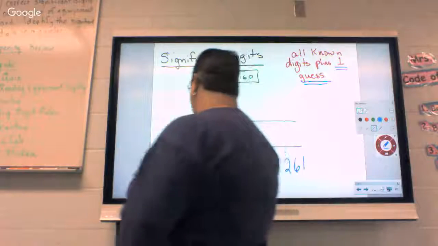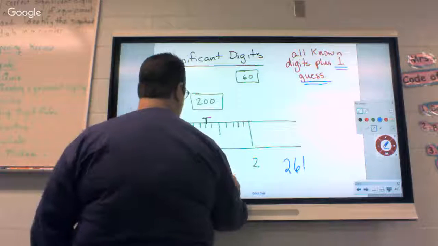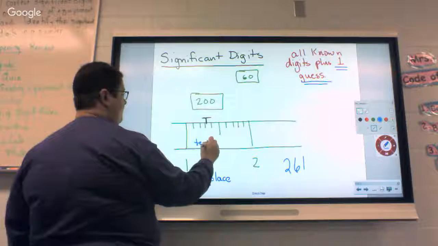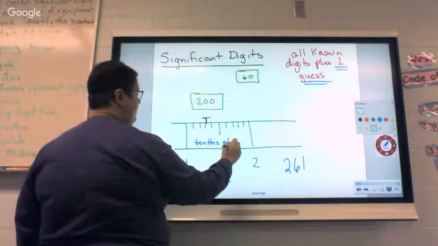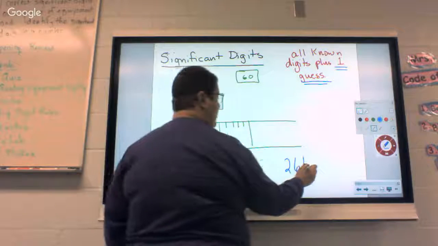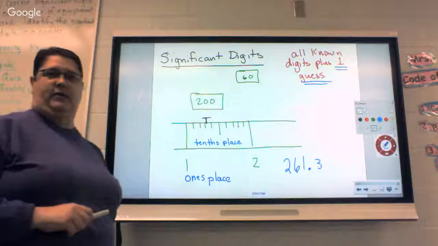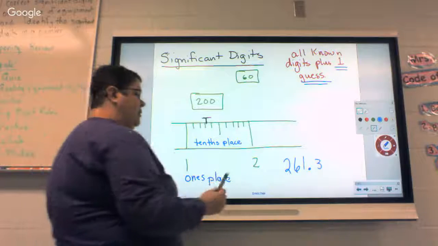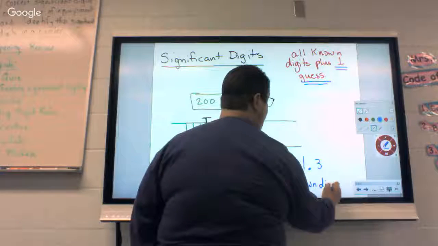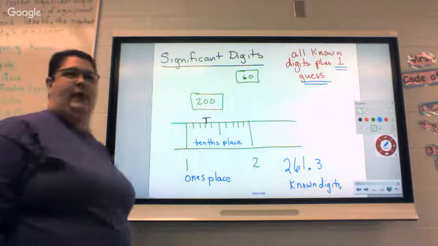Okay, so if this is the 1's place, that makes this the 10th place, so 0.1. We know it's 0.3 because it's not all the way up to the 0.4. Is everybody okay with us on that? Now, these are the known digits. That's what I typically get. If this was my physical science class, that's what I would get.